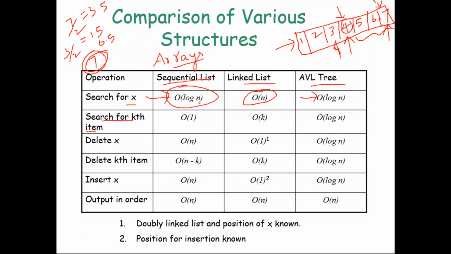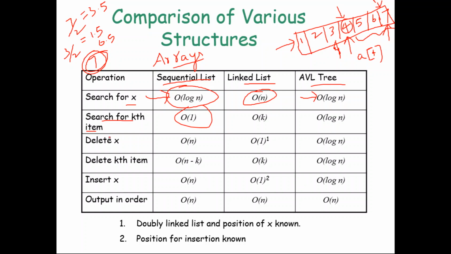To search for the kth item in the array: if the array is already in ascending order, then the kth item you can just refer to as A of k. If I want to identify the 5th element, then it is just A of 5, or in C it is A of 4. So it is constant time, order of 1. That's it. Similarly, in a linked list, it will take order of k. It depends on the location of k. In an AVL tree, it is order of log n.